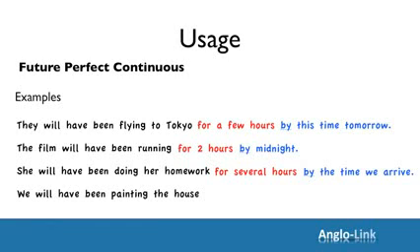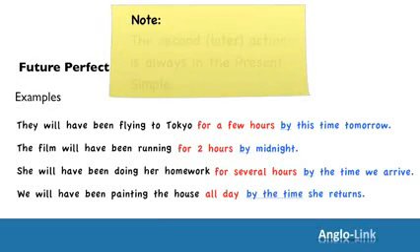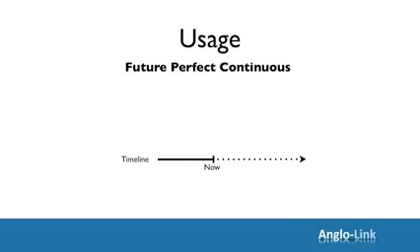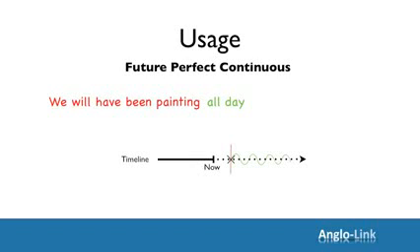We will have been painting the house all day by the time she returns. Once again, note that the second or later action is always in the present simple tense. By the time we arrive and by the time she returns. Let's have a look at the timeline for this tense. We will have been painting all day by the time she returns.